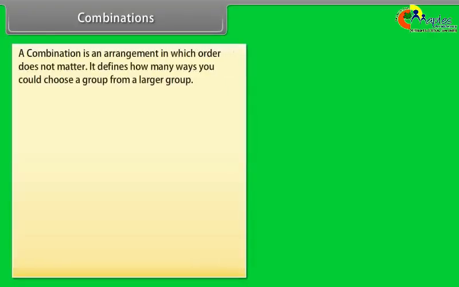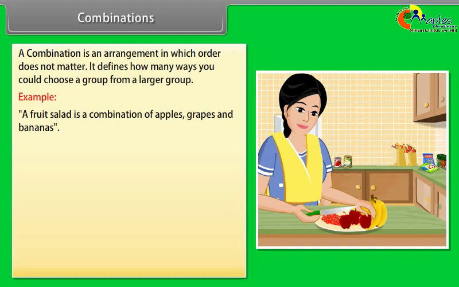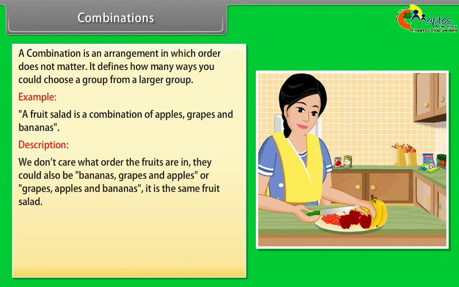Combinations. A combination is an arrangement in which order does not matter. It defines how many ways you could choose a group from a larger group. Consider the example. A fruit salad is a combination of apples, grapes and bananas. Description. We don't care what order the fruits are in. They could also be bananas, grapes and apples, or grapes, apples and bananas. It is the same fruit salad.